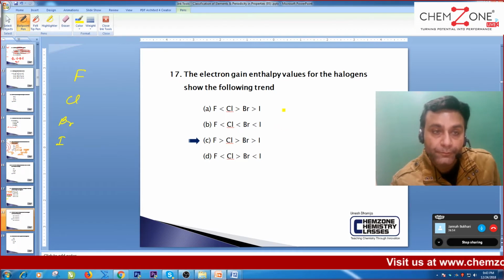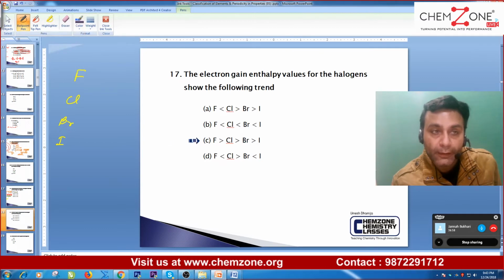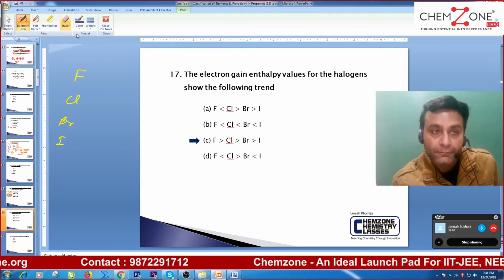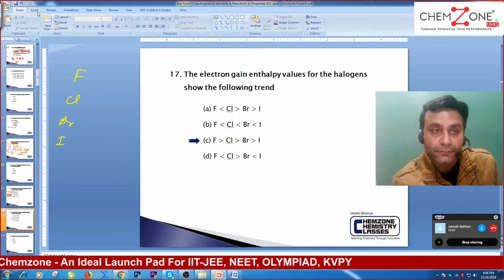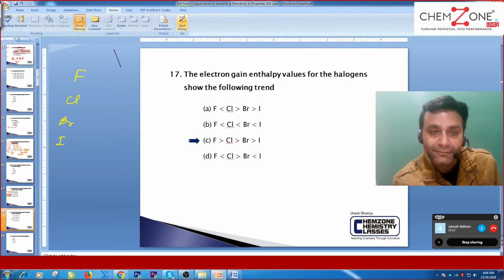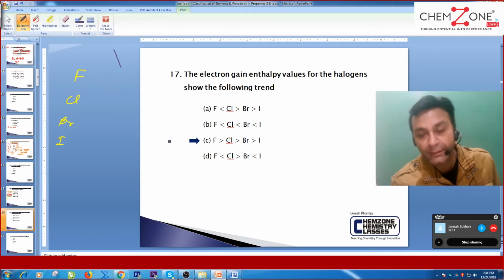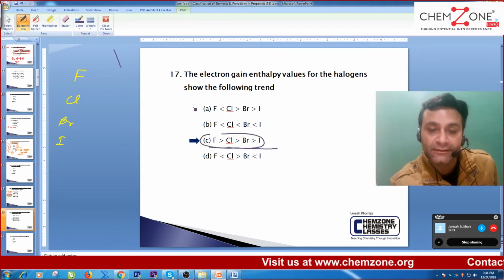Yes or no? Yeah, because there's a bigger size, so then it's easier to take away the electron, and so the energy release will be more than the energy that you put in to take out. Okay, I guess it should be the C option, right? But actually this is not the correct answer. The correct answer is A.